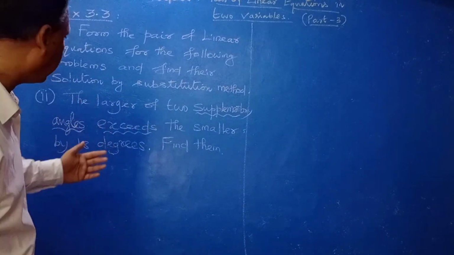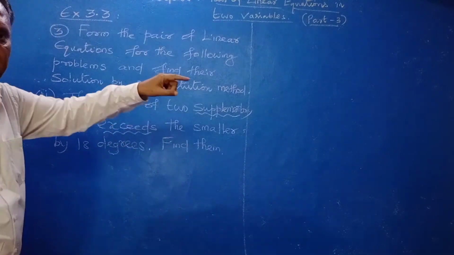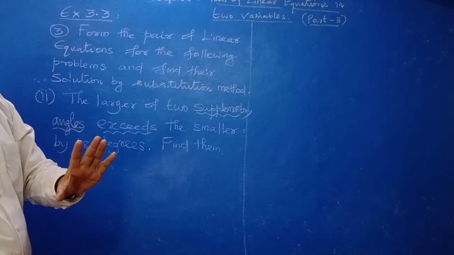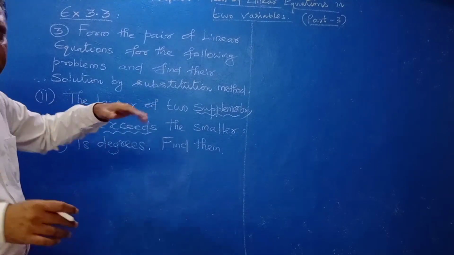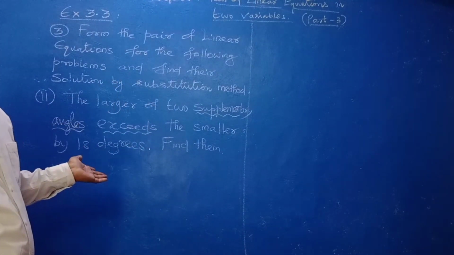For that, what you have to do is assume that the larger angle is x and the smaller one is y. For our convenience, I am taking the larger angle as x and the smaller angle as y. Anyway, you can take either. Understand?